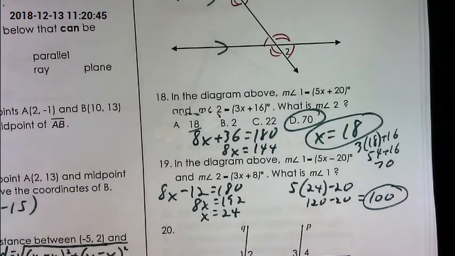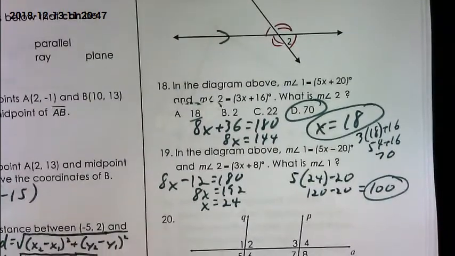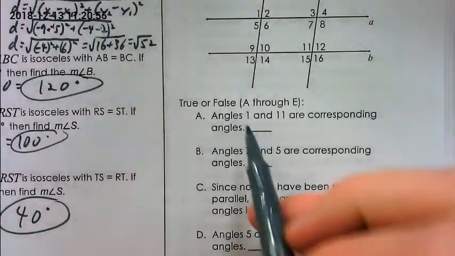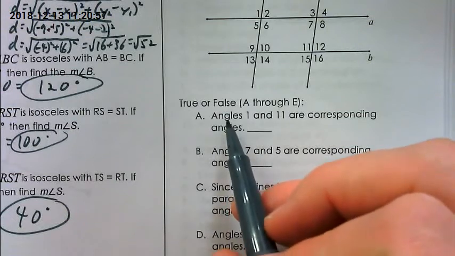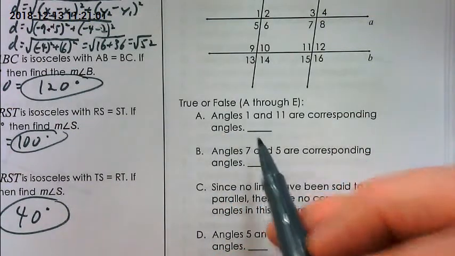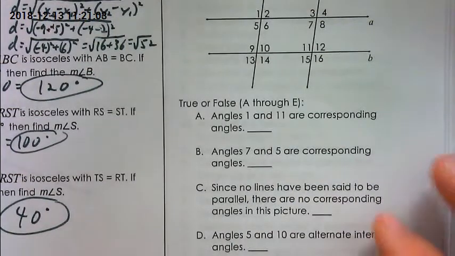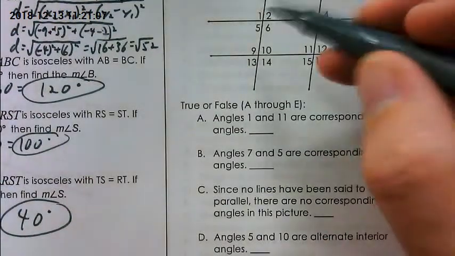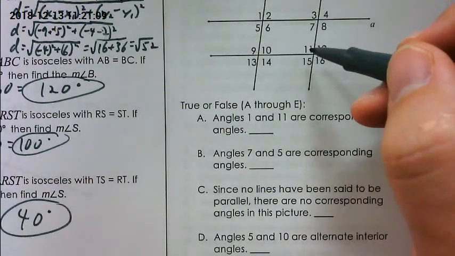All right, number 20. All of these were pretty low as far as correct answers go. So let's take a look at each of these. A: angle 1 and angle 11 are corresponding angles. True or false? So angle 1, angle 11.